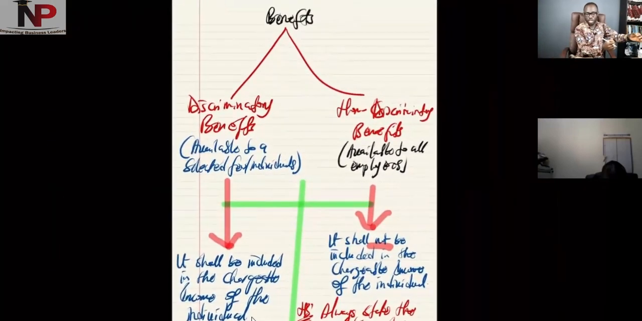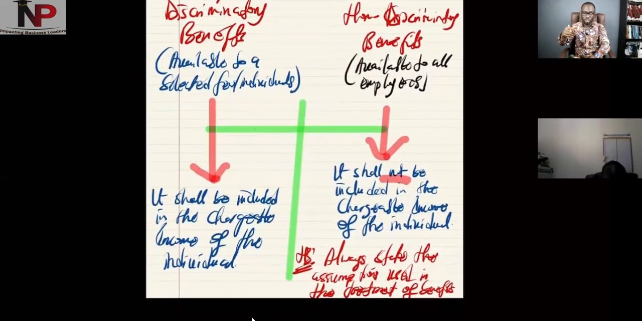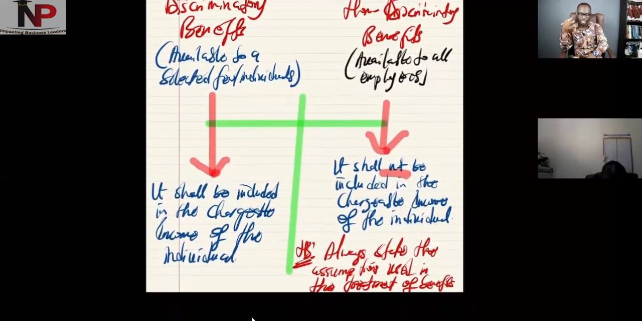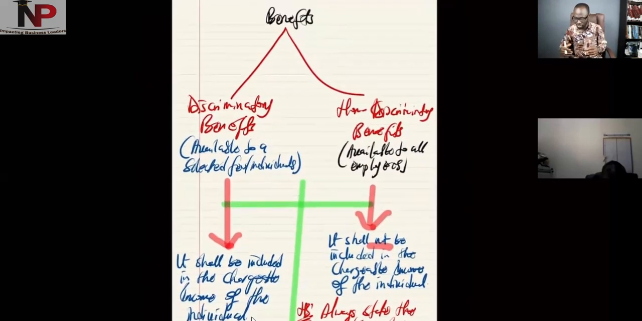It could be discriminatory or non-discriminatory. If it is discriminatory to just a selected few of people directly stated in the question, include it. If it is not to specific people and it says it's available to all employees, thou shalt not include. But if the examiner didn't tell you that this is for selected few people or this is available to everybody, then whichever treatment you choose, as a person preparing the tax liability of the individual, you shall state that assumption down. Any questions, please?